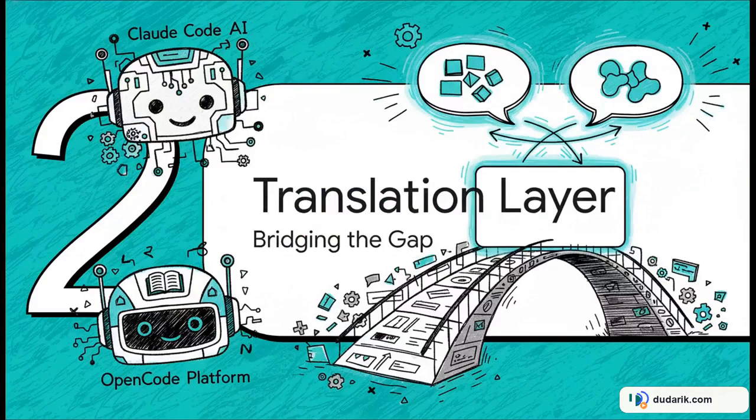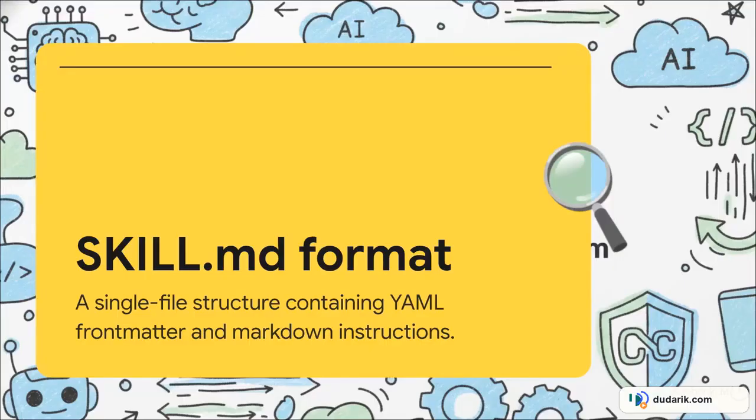That brings us to Part 2, the translation layer explained. Enter the solution, built by developer Wayner Barrios. It acts as the ultimate translator. But before we look at how the translation happens, let's just clarify what OpenCode is actually looking for. It relies entirely on the SKILL.md format. It's a single file structure with YAML front matter at the top for metadata, followed by standard markdown instructions. Basically, it's an easy-to-read, contained document designed to teach an AI agent how to complete specialized, repeatable tasks.